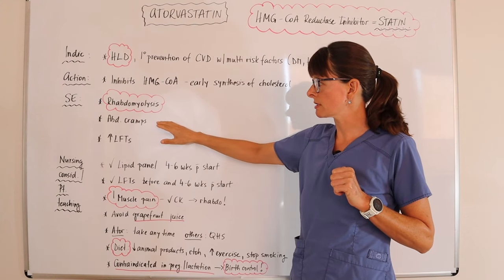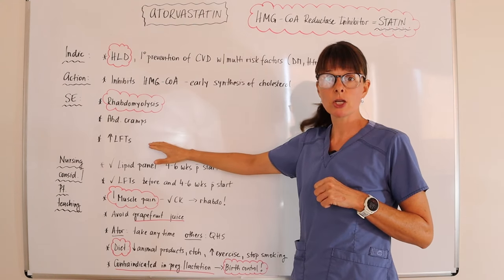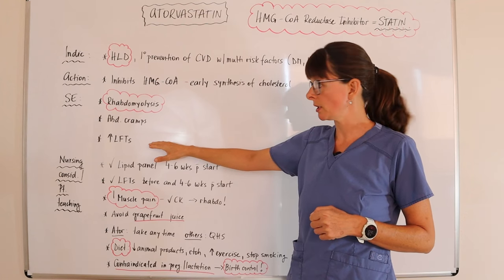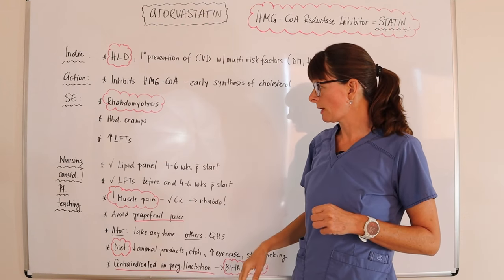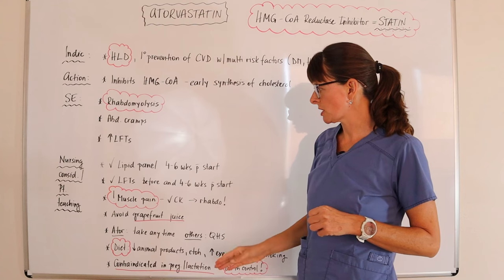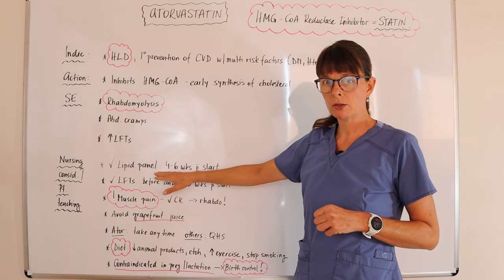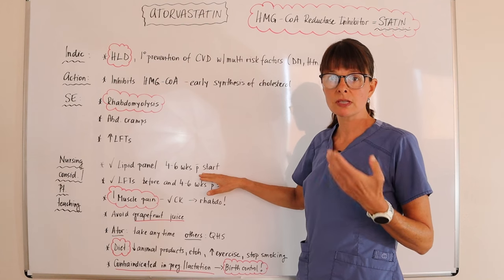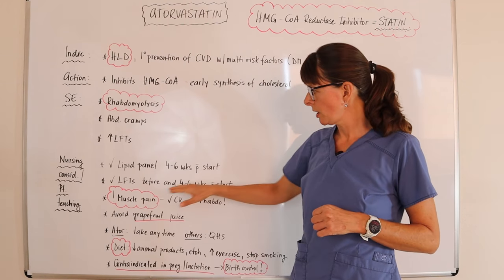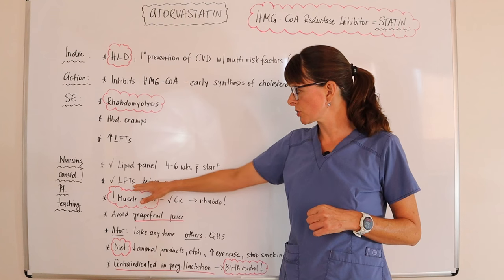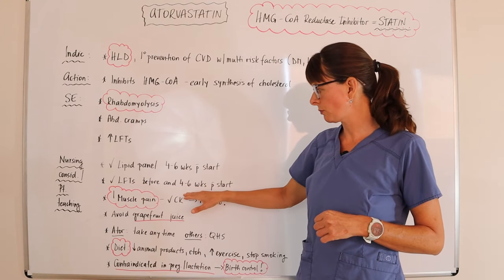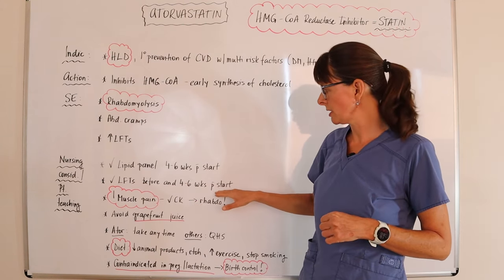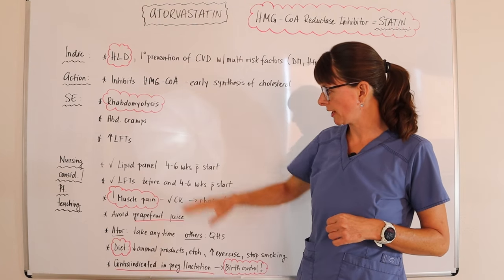It can also cause abdominal cramps and an elevation in liver function, so we need to stay on top of those. So for nursing considerations and patient teaching, we want to check a lipid panel about 4 to 6 weeks after the patient starts to see if the medication is working. We also want to check the liver functions before and about 4 to 6 weeks after the start, because we know it can affect those.